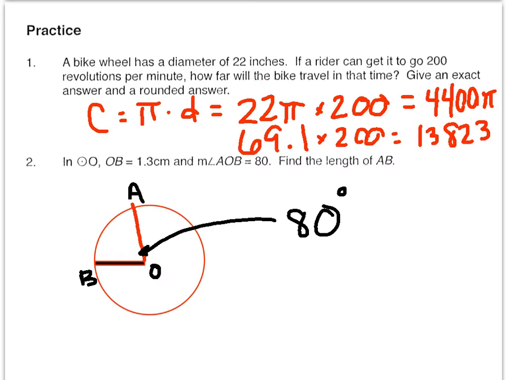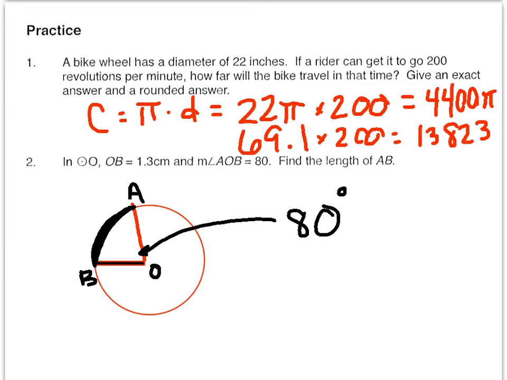For number 2, there's my drawing. You need to draw that on your picture. It will typically be drawn for you. Okay, but we've got angle AOB. It's got a central angle of 80 degrees, and we want to find the arc length of A to B. So we want this arc length. We know the radius is 1.3.